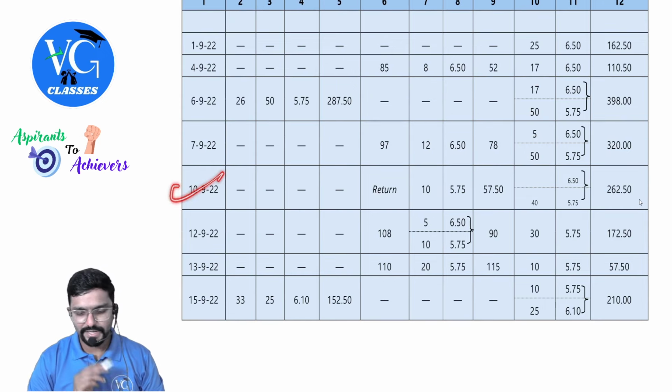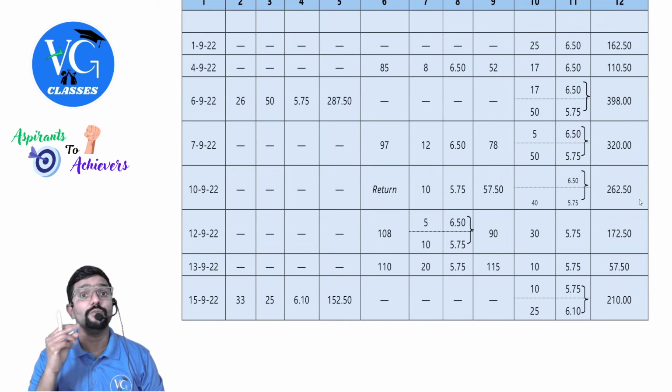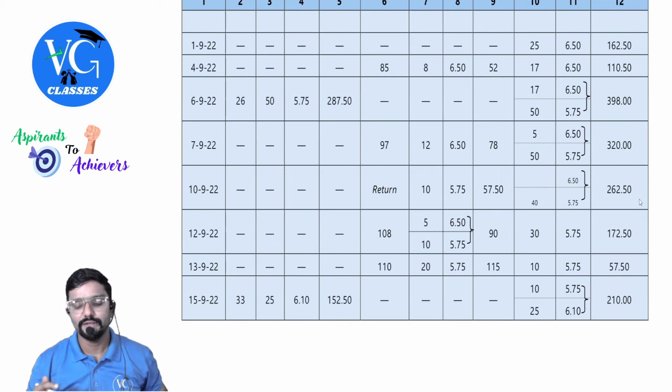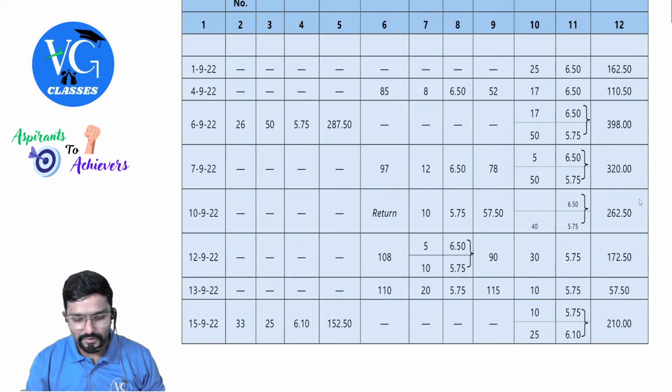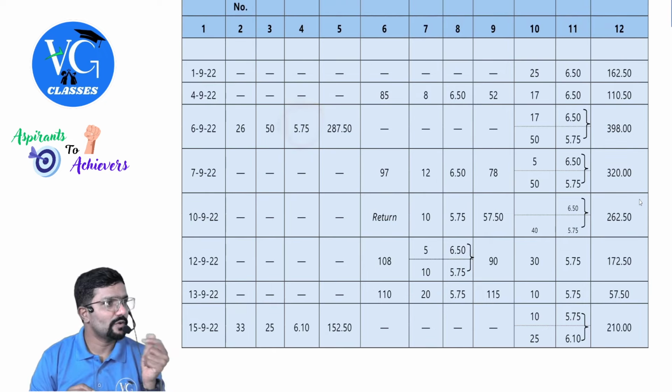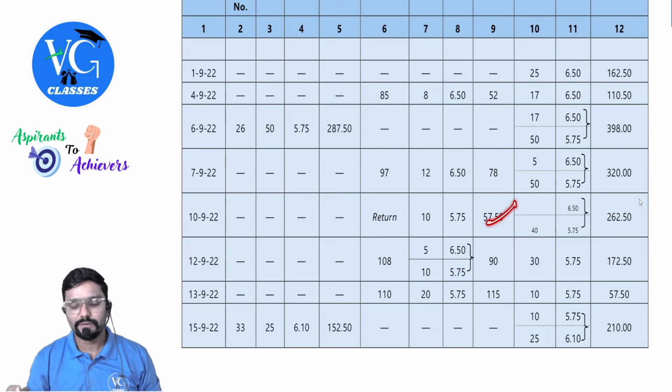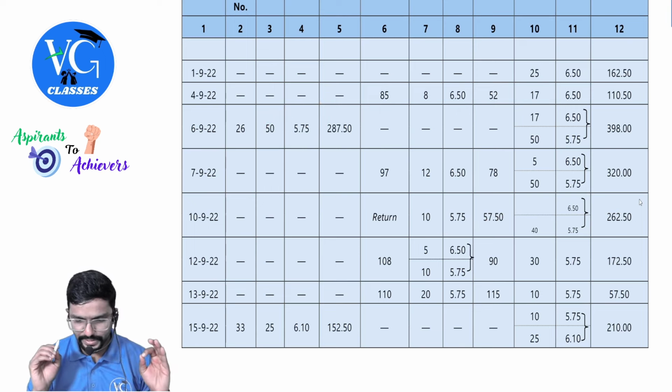Then on 10th, there is a return. There is a return to whom? Supplier. Purchase returns. If you want, you can better mention purchase return. So 10 from where, sir? Which lot, sir? This lot. So I have to record at what price? 5.75, guys. 57.50.